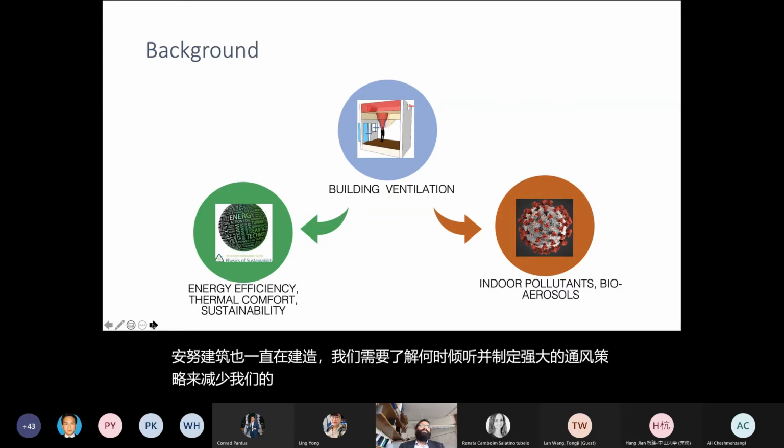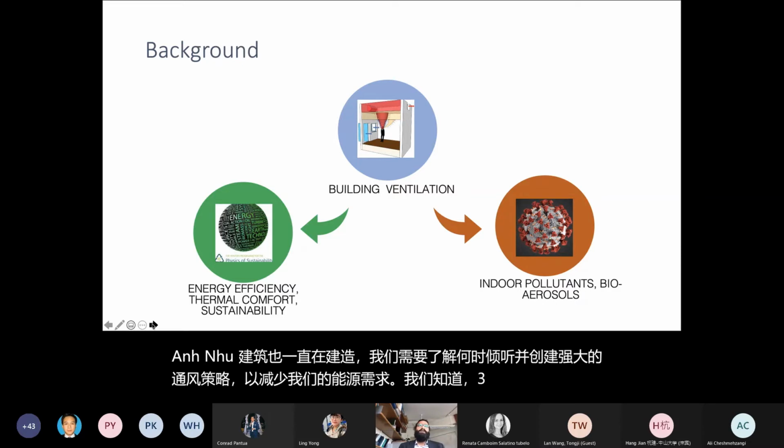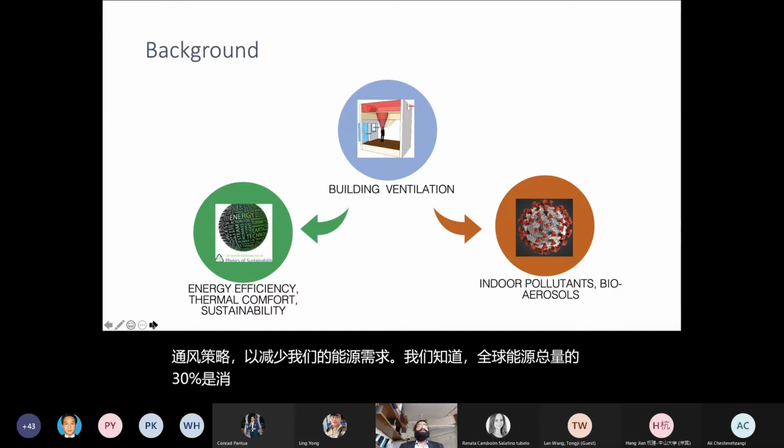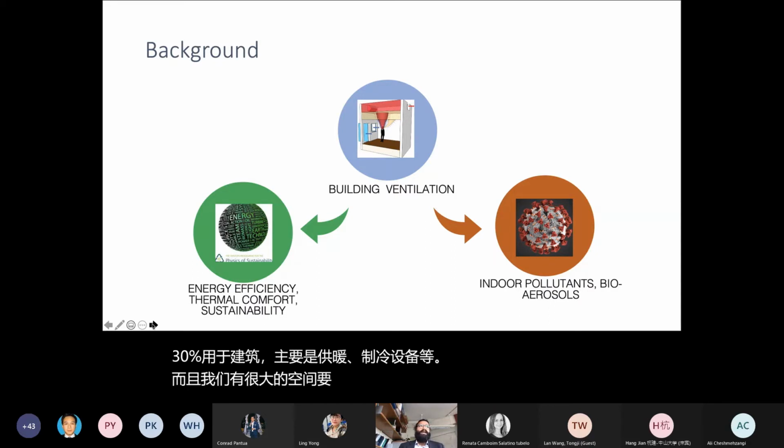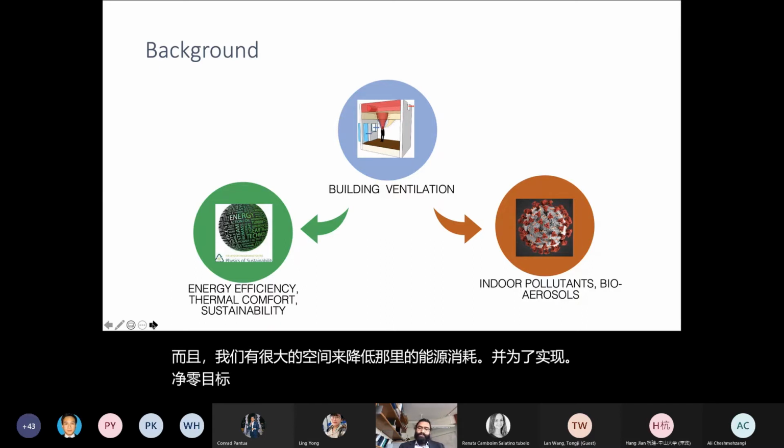As we know, 30% of total global energy is consumed in buildings, essentially in heating, cooling, appliances, and so on. And we have a huge scope to reduce our energy consumption there, and in order to achieve the net zero target, it is very important to do so.